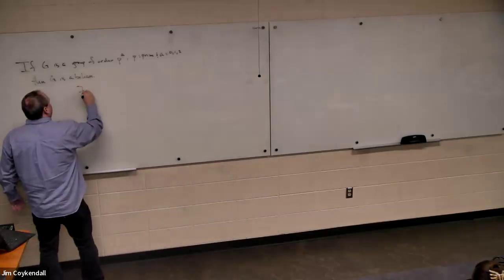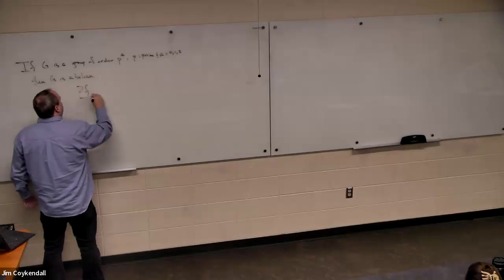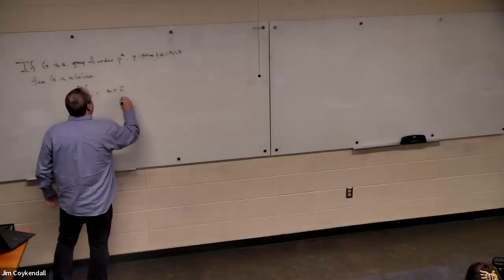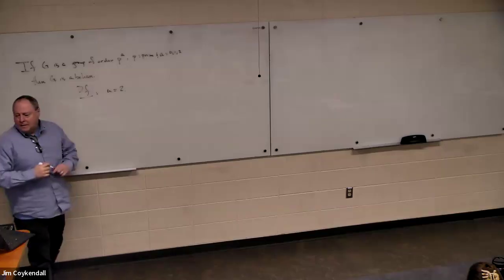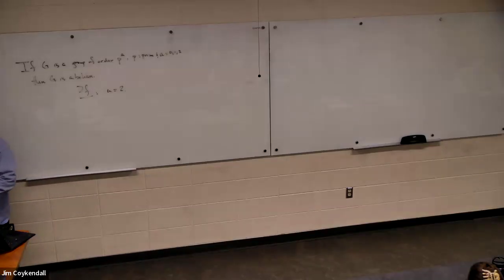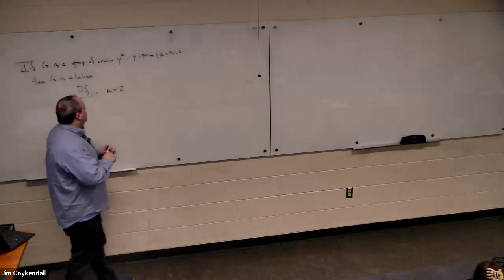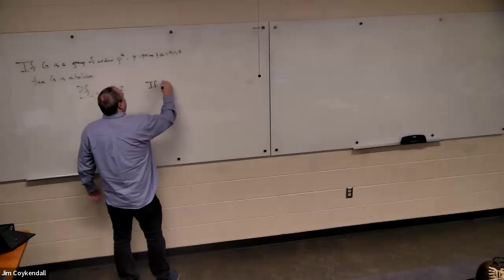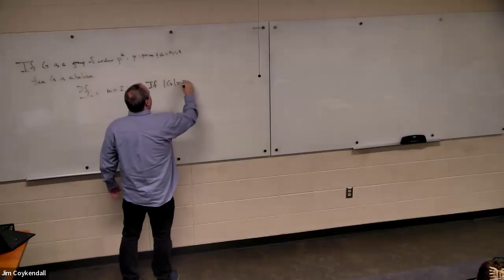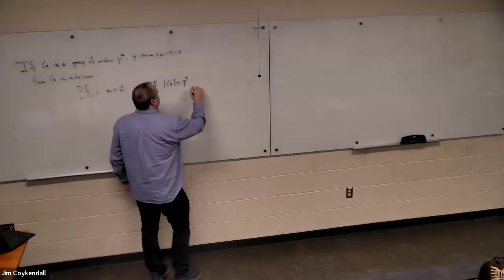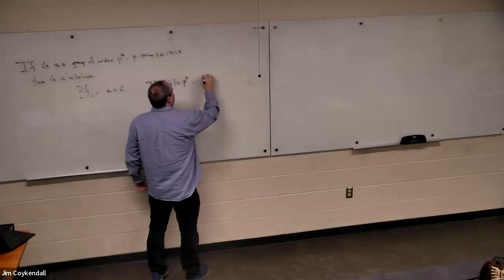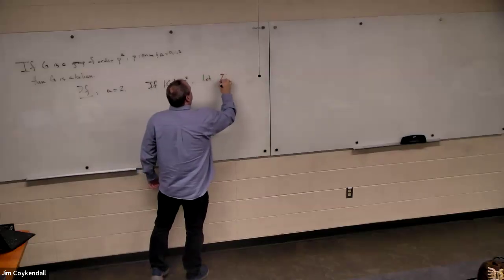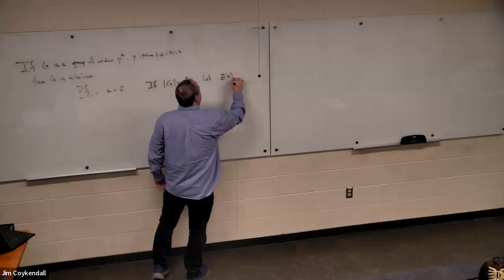So let's do a proof for a equals 2. And I will appeal to an old homework problem too. So this is just nostalgia morning. If the order of G is p squared, let Z(G) be the center of G.